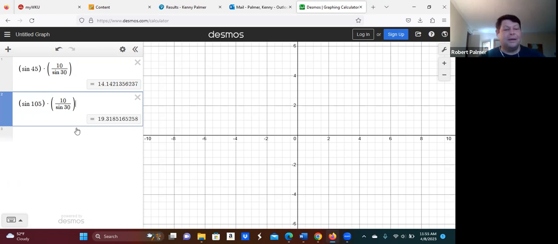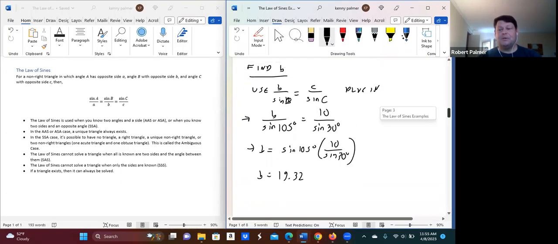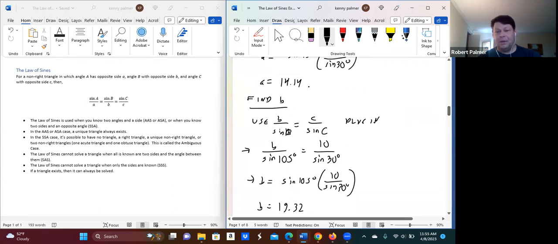Okay. And that's going to give us two places again, 19.32. So side B is equal to 19.32. We didn't give units on this, but if you want to put in units, like meters, feet, whatever. Okay, so let's take a look at our triangles.